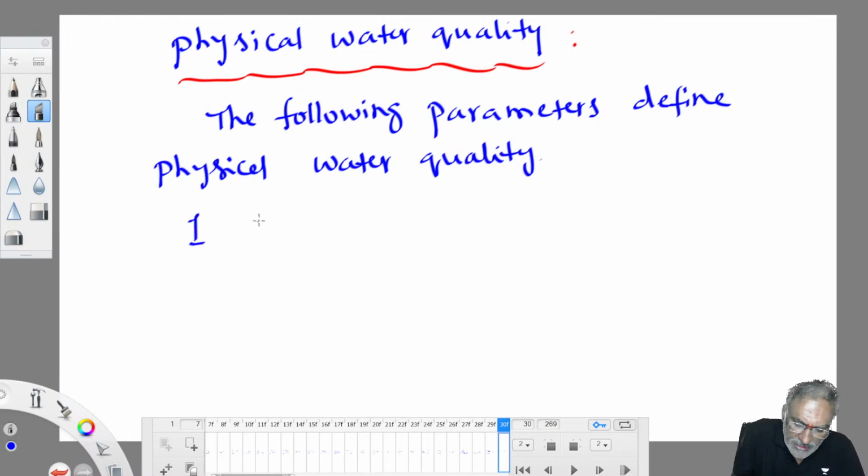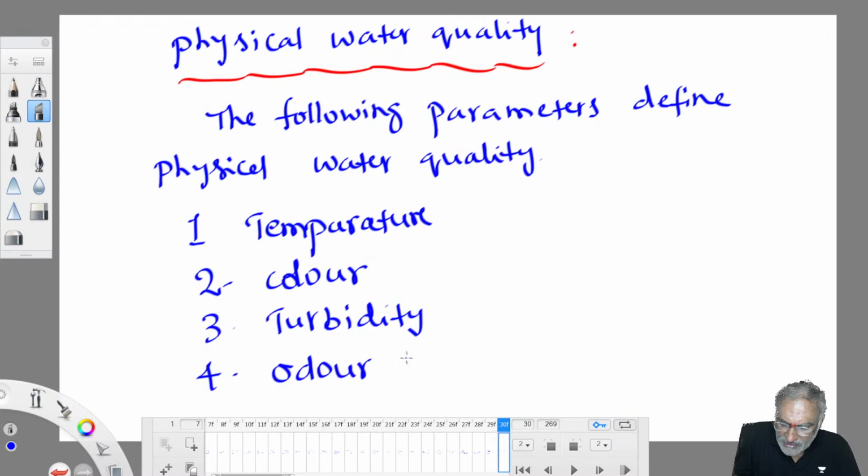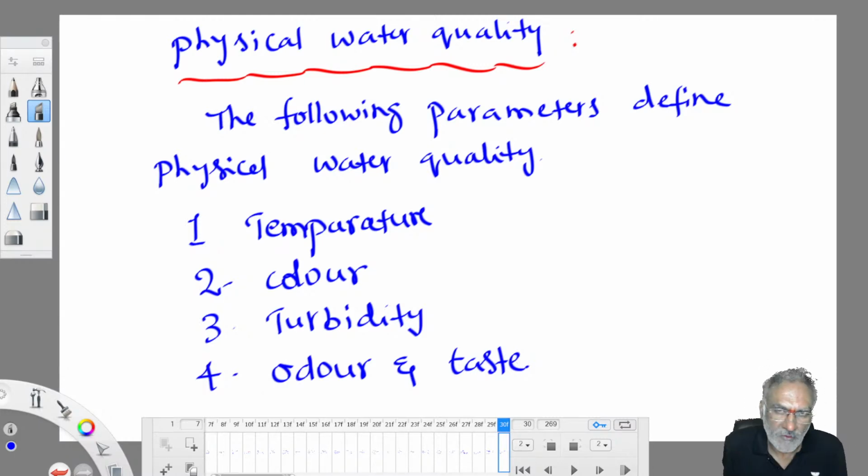One is called temperature. Second one is color. Third one is turbidity. Fourth one is odor and taste. Odor means smell, and taste. So these 4 parameters define physical water quality, because the parameters which you can feel, which you can see, which you can sense, which you can touch, they are called physical water quality parameters.